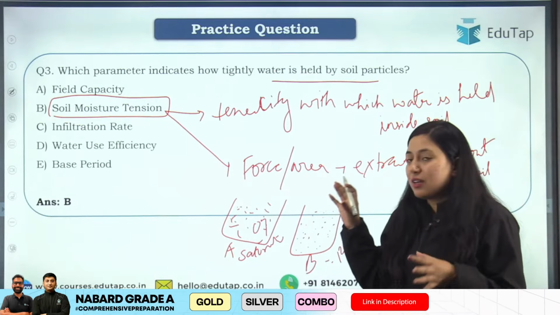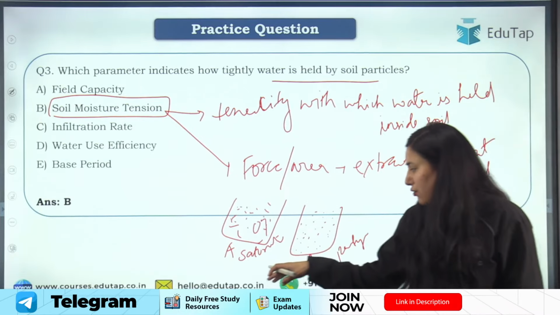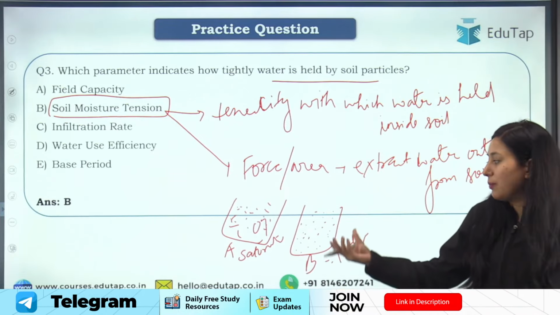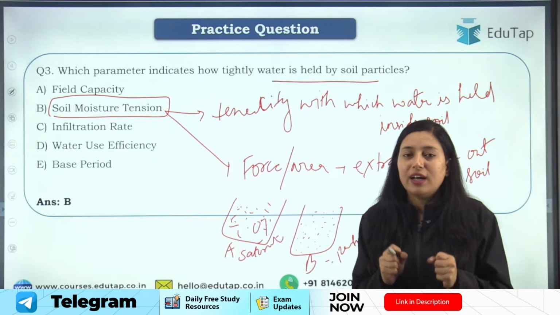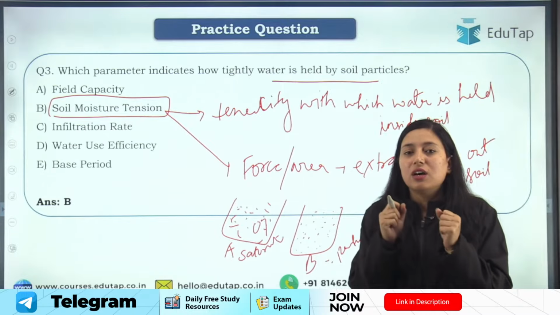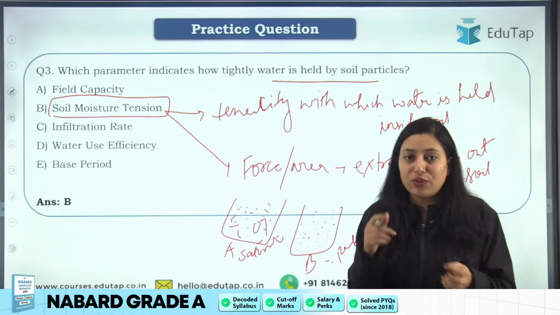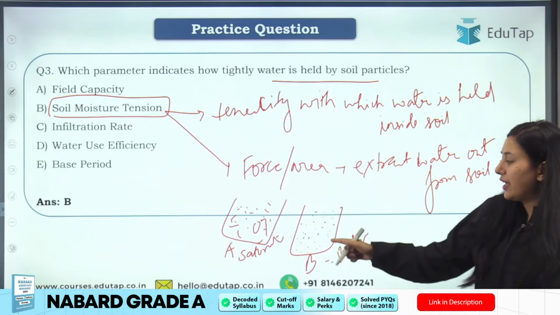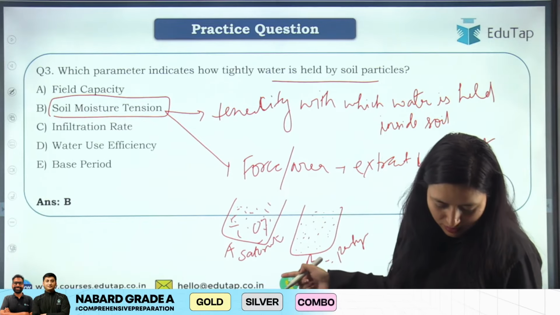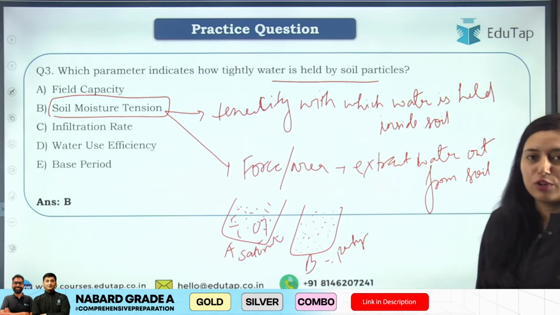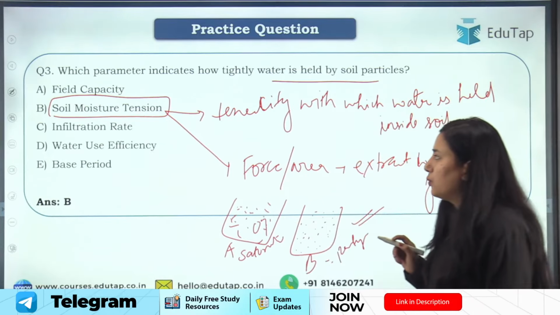So obviously force per unit area will be less, meaning soil water tension will be less in case of A and it will be more in case of B, because in case B there is little water held inside the soil and the soil particles will hold this water very tightly. They will not lose this water easily. So we need more force per unit area in case of B as compared to A. ठीक है, so that is the meaning of soil moisture tension. So if the question comes this way in your examination, you can do it, right.